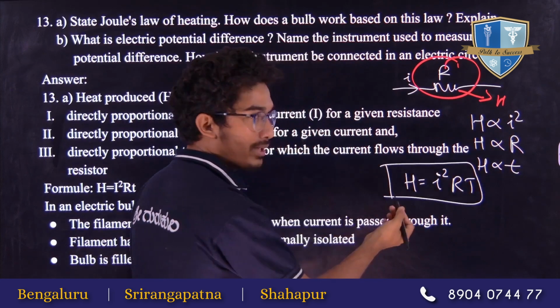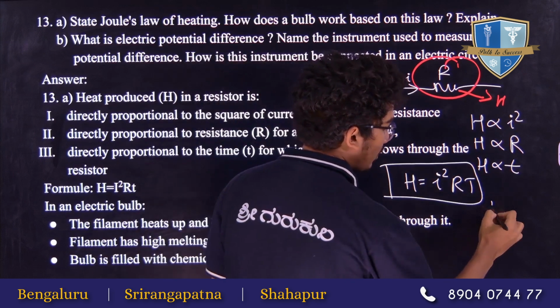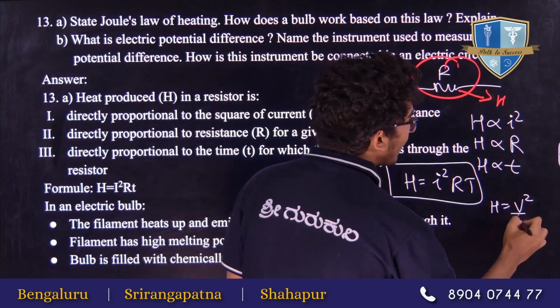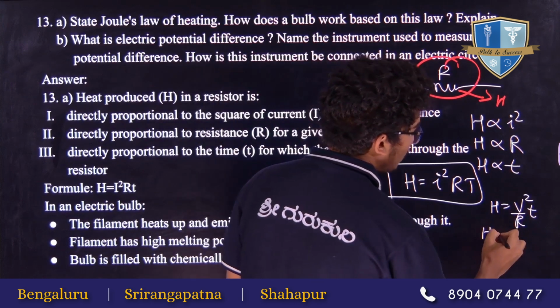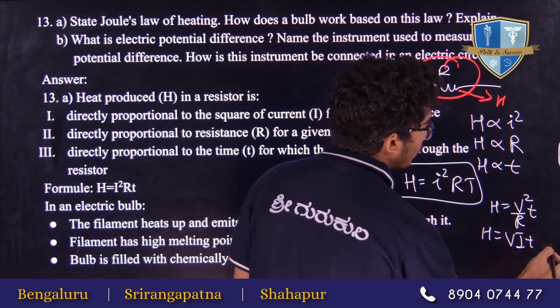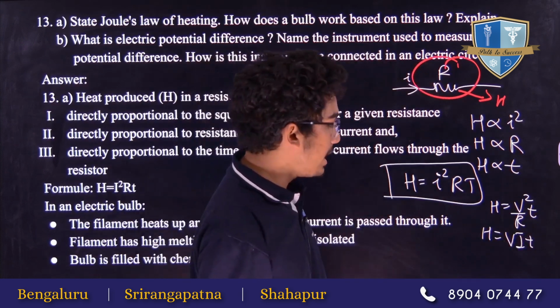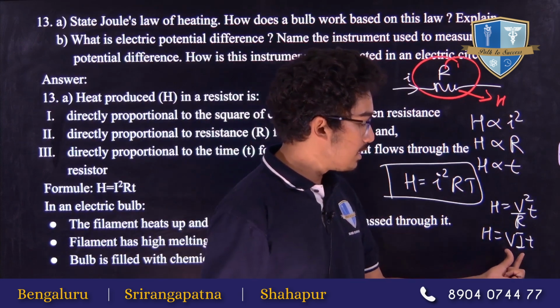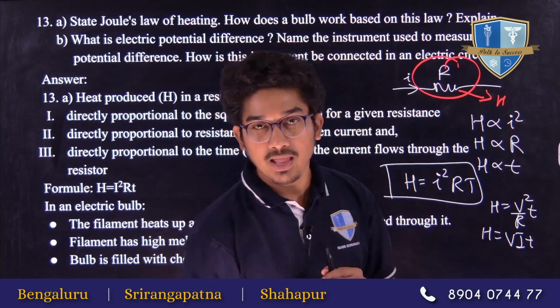And using Ohm's law and this law, you can find other formulas for heat, that is V square by R into T, and H is equal to VIT. So if you know the voltage, you can use this formula as well. And if you know voltage, current and time, you can use this formula as well.